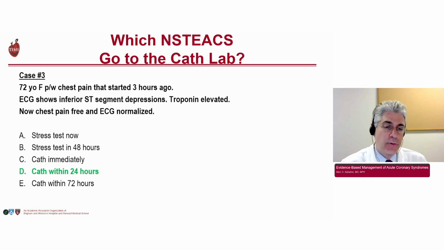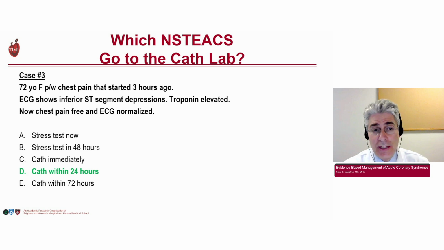See, the correct answer is cath within 24 hours. She just came in with an ACS, so absolutely no way you're going to put this person on a treadmill right now. You could stress her in 48 hours. She's a higher risk case. She has a troponin elevation, so she has, by definition, a non-STEMI. It's a higher risk case.